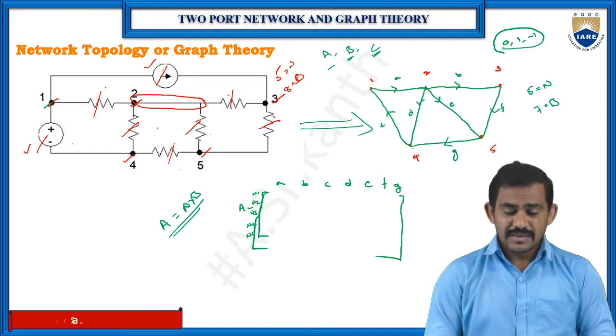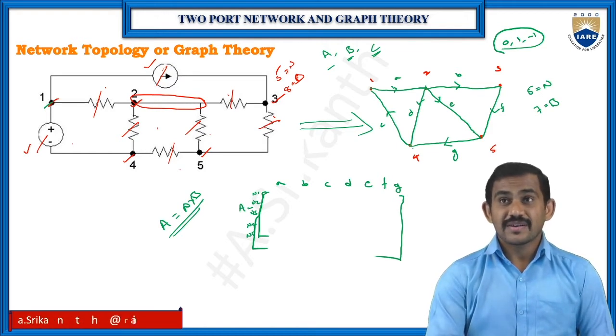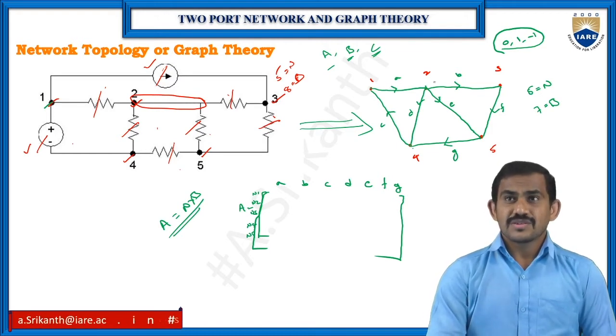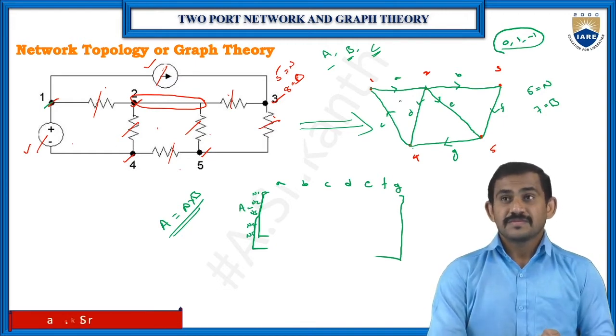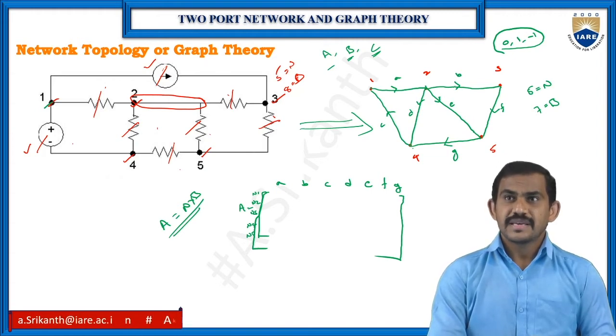So at node 2, A is incoming. A is incoming means the A value is plus 1. And B, D, E, three branches are outgoing, so we have the minus values.